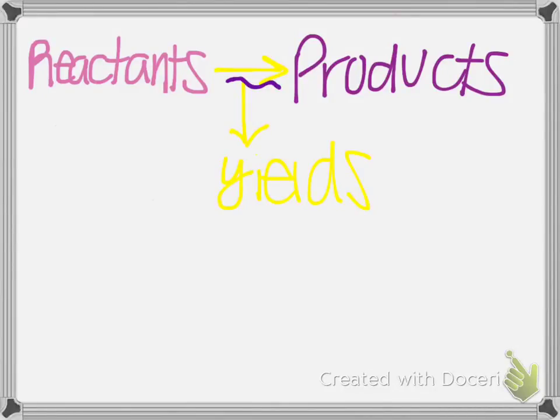Before I get into the different types of reactions, one of the things you have to note is that anytime you have a reactant in a reaction, it will yield, which is this little arrow, the product. So that's just a little order thing.